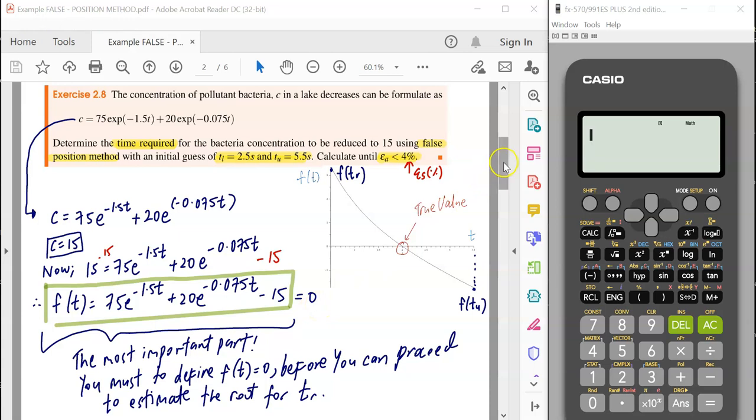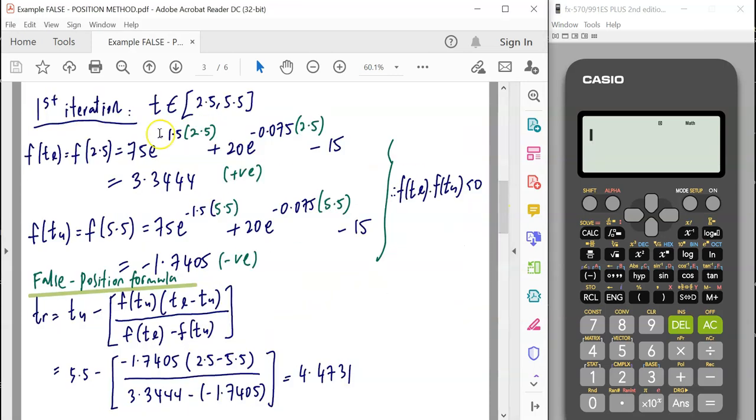Okay, so I go to the next page. Let's start our first iteration. I have a complete solution here. As I told you, the purpose of this video is to guide you on how to use your calculator. Okay, student, this is your scientific calculator. So you can hands-on together with me. While listening to this video, you can also use your calculator so that you are familiar with all the functions.